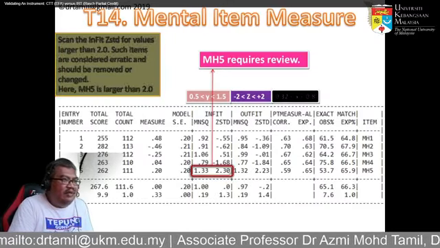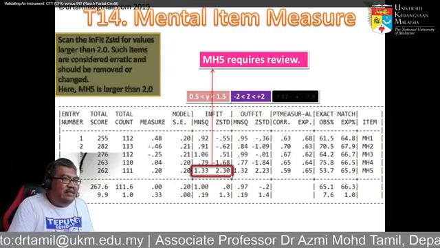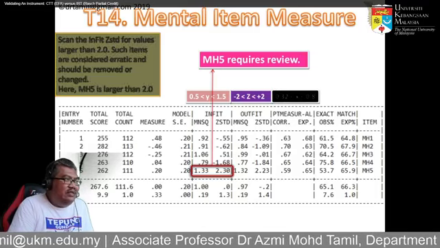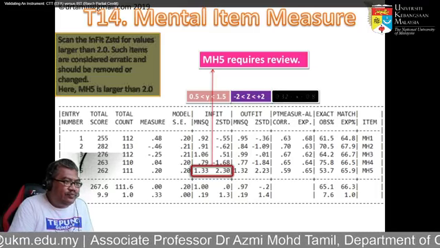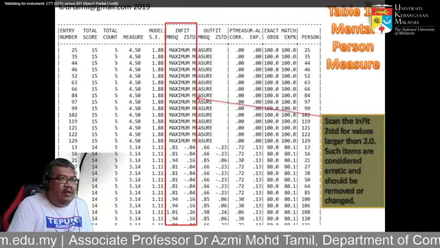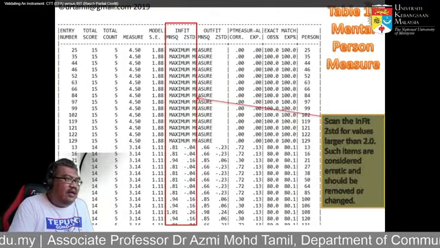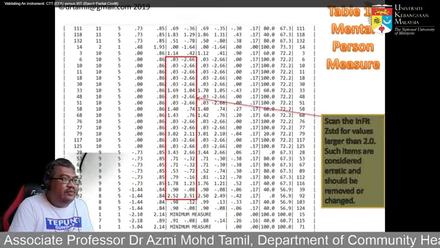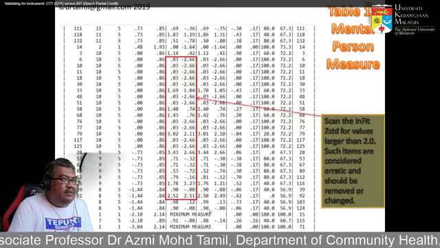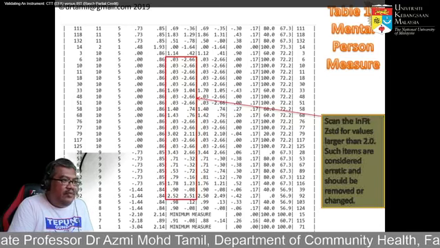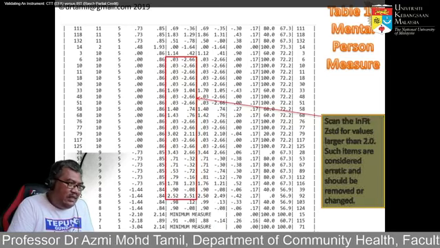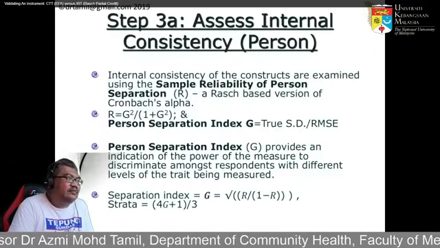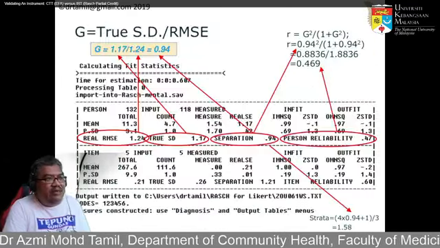Questions 1, 2, 3, 4, 5. Again, the ZSTD for question 5 has a problem. The Z is 2.3. So question 5 should be changed or removed. Okay, so again here, anything larger than 2 should be changed or removed. You can see here, these are the problems. Mostly because, as I stated earlier, the questions are very hard for people to answer.